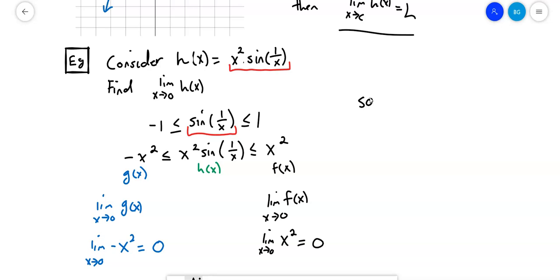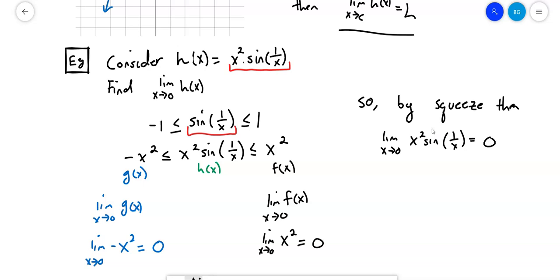So by the squeeze theorem, the limit as x goes to 0 of x squared sine 1 over x is equal to 0. Because it's squeezed between these two functions, and they both have a limit of 0, so this one has to have a limit of 0.